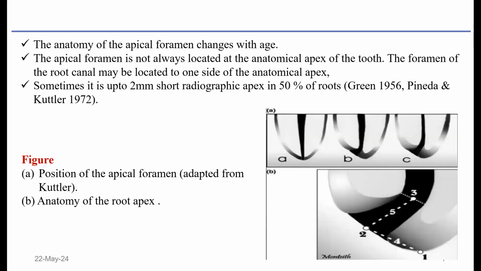The anatomy of the apical foramen changes with age, maybe because of supraeruption, deposition of cementum and everything. So it need not always be present at the radiographic tip. The apical foramen is not always located at the anatomical apex of the tooth. The foramen of the root canal may be located to one side of the anatomical apex, and sometimes it is up to 2 mm short of the radiographic apex in 50% of the roots. You can appreciate in pictures A, B, and C: in picture A, the exit of the root canal is at the tip of the root, whereas in B and C, it is towards the lateral side.